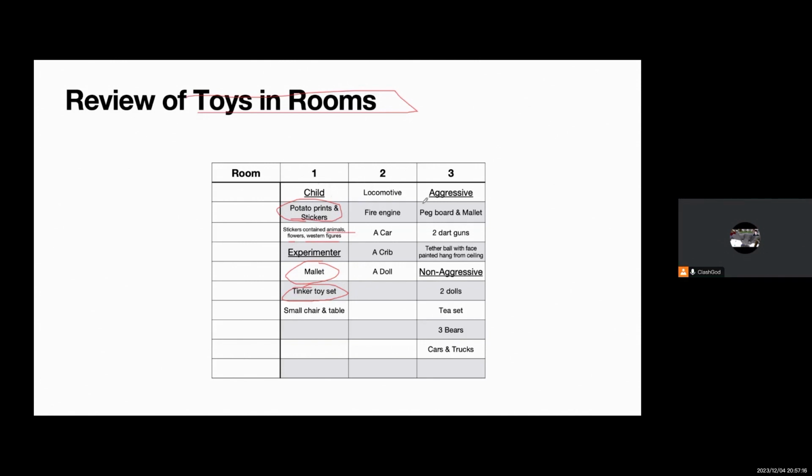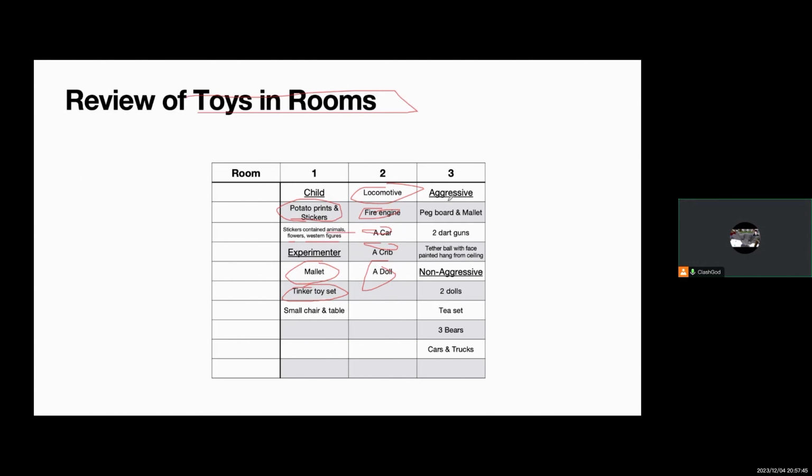In room 2, there are many attractive toys: a locomotive, fire engine, a car, crib, a doll. So you will realize that in room 2 and room 1, all of these are singles, right? There's just 1 fire engine, 1 locomotive, 1 car, 1 crib, 1 doll. But room 3 gets kind of weird: 2 dart guns, 2 dolls, 3 bears. So it gets a bit more difficult.